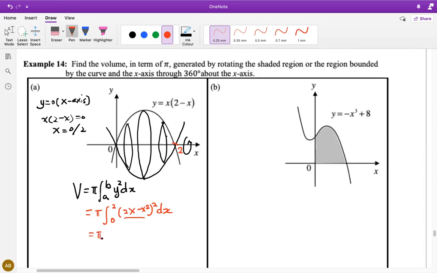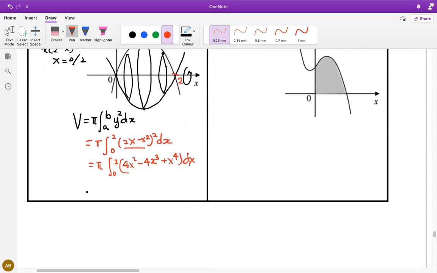So let's do the integration part. Before we can integrate, we have to expand this expression. So 2x squared gives 4x squared, right? And then 2x times x squared, and then times 2 again, so you get negative 4x cubed. Then negative x squared squared gives plus x to the power 4. dx, okay? Now we can integrate.